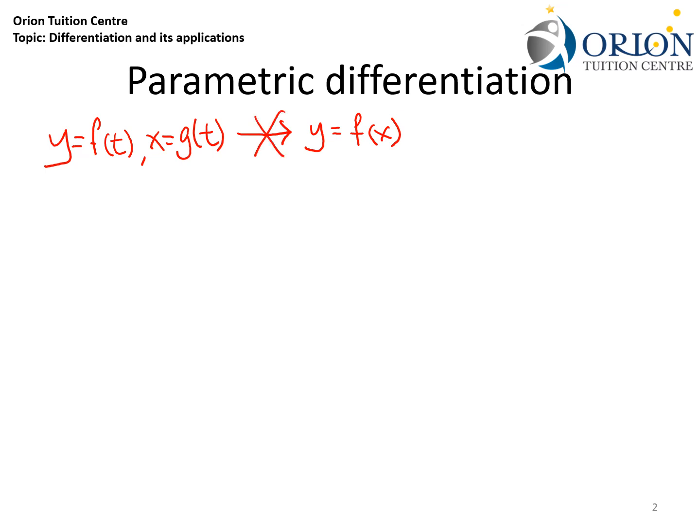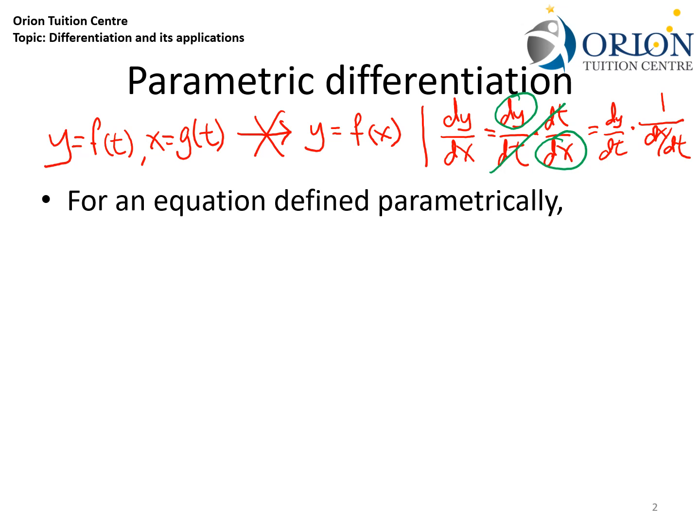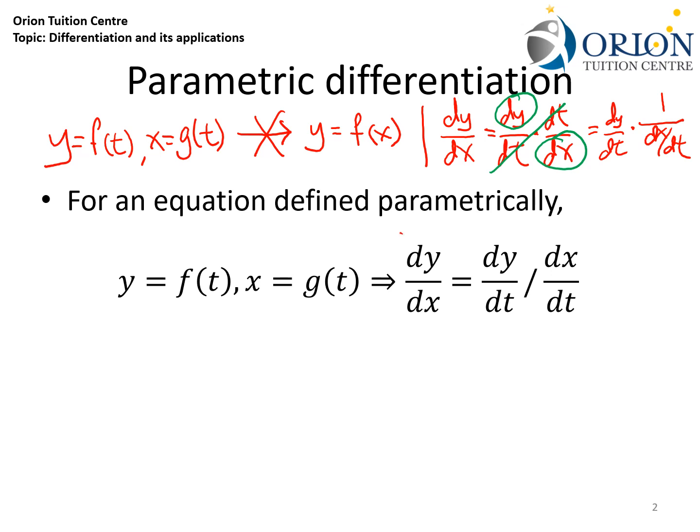Thus, in this case, it will be much easier if we perform parametric differentiation, which actually just makes use of the chain rule. To do so, we can rewrite dy/dx as dy/dt multiplied by dt/dx, where we can easily see that the dt will cancel each other out, and we are thus left with dy/dx. And we can further rewrite this term as dy/dt multiplied by 1 over dx/dt, which is the same as dy/dt divided by dx/dt. Thus, to carry out parametric differentiation, we simply make use of the formula dy/dx equals dy/dt divided by dx/dt.